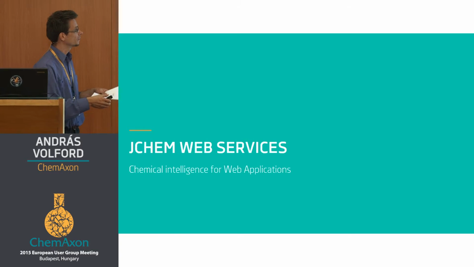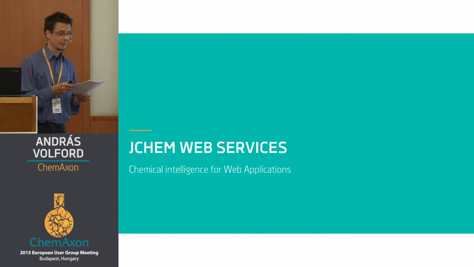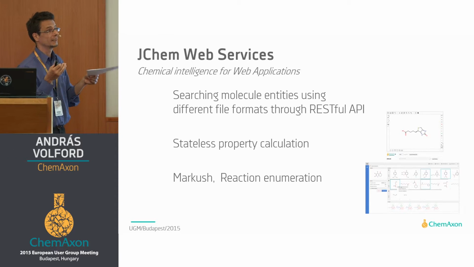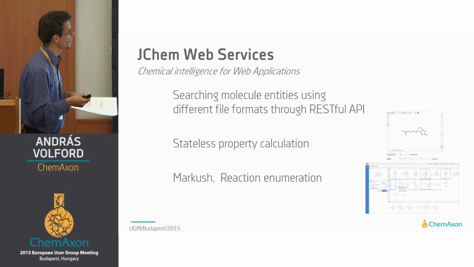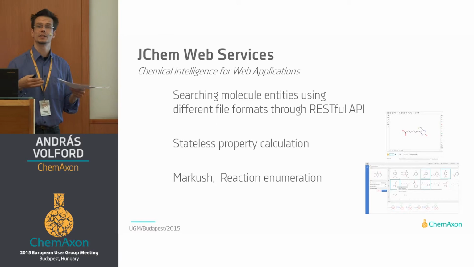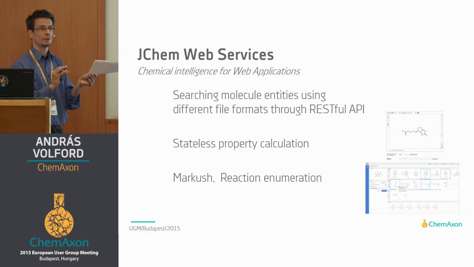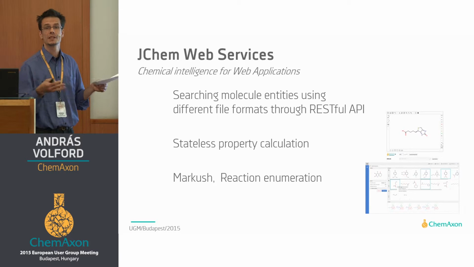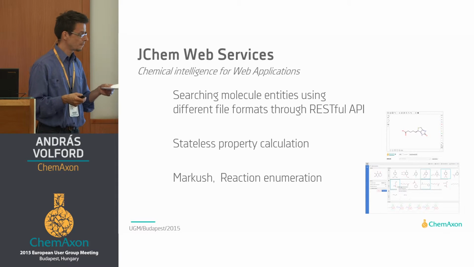Okay, let's go further to the web services. Web services is providing the searching and database storing capabilities through a RESTful API. And again, the substructure and similarity searching functionality is there through the RESTful API. And you can bundle into your JSON documents different file formats. That's what I was speaking about. And the backend handles them automatically.